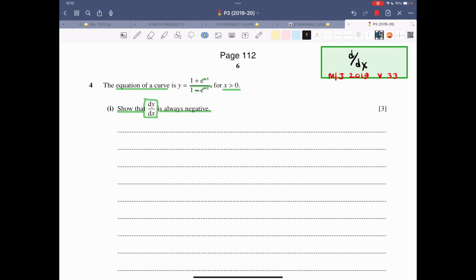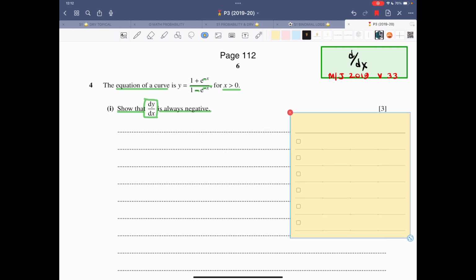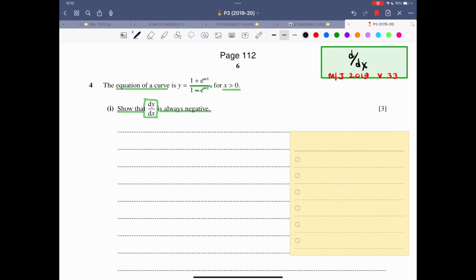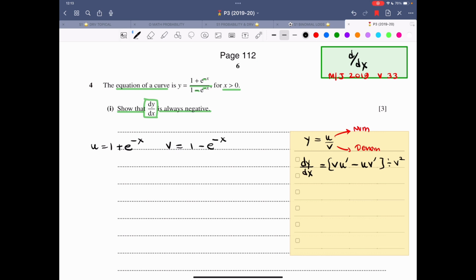Now let me use some sticky notes over here to write down the necessary details related to this question. The first thing is we are dealing with a quotient. So let me write down y equals u over v, where u is the numerator and v is the denominator. Therefore dy by dx, the derivative, is v u prime minus u v prime, the whole thing divided by v squared. So what is u over here? u is 1 plus e raised to the power of negative x. And what is v over here? The denominator, 1 minus e raised to the power of negative x.